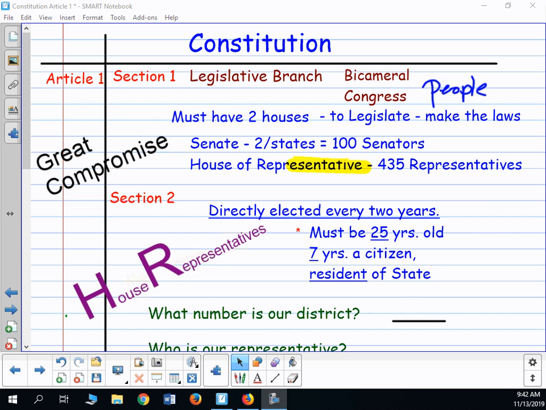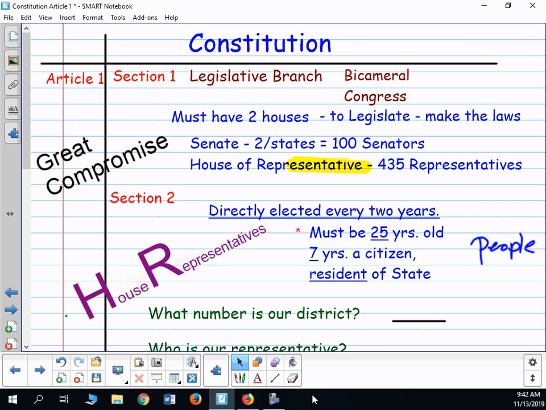So let me begin. Article 1, Section 1. This has to do with the legislative branch. The Constitution is divided into portions, and the first portion that we're going to talk about has to do with the legislative branch. This is all part of Article 1. To begin with, the legislative branch is broken into two parts, known as the bicameral Congress. That means two houses that have to do with legislating or making laws.